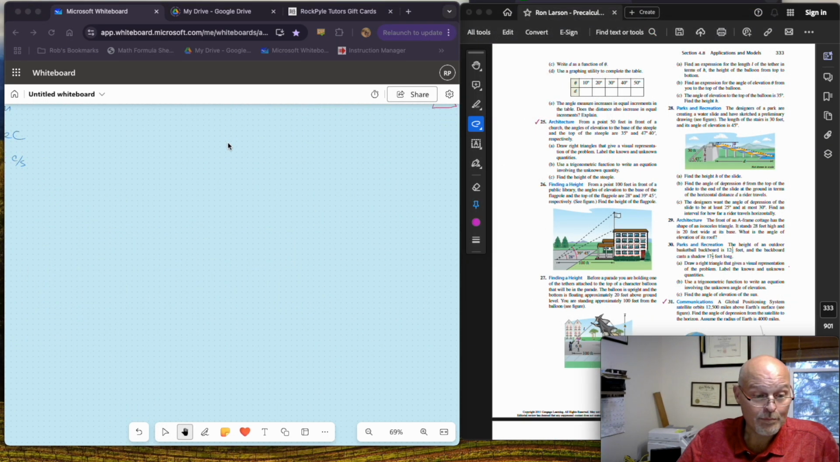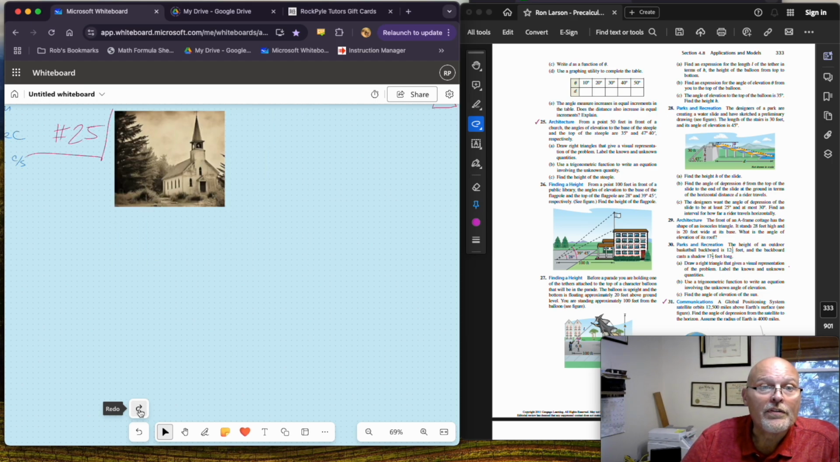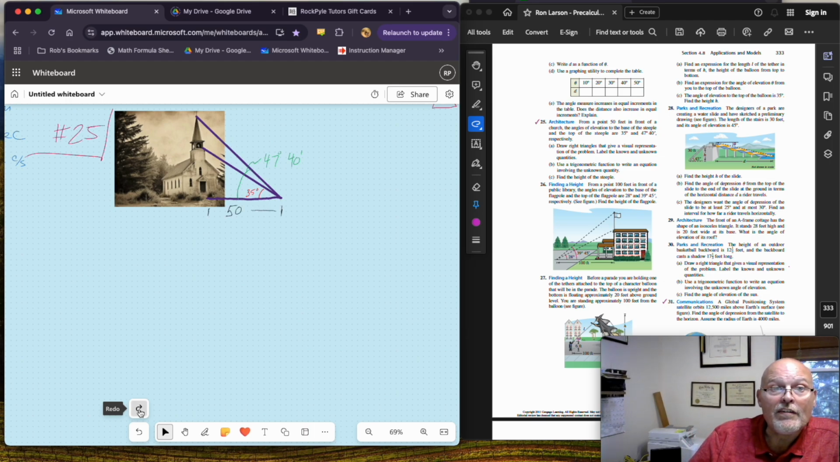All right, next problem we have is number 25. We have a church with a steeple. So we need to find ourselves a church with a steeple. There we go. And we have 50 feet in front of the church. We'll go out to the right here. The angles of elevation to the top of the church, or the base of the steeple, and the top of the steeple are 35 and 47 degrees 40 minutes respectively. First thing we want to do, label our 50 feet and label that height.